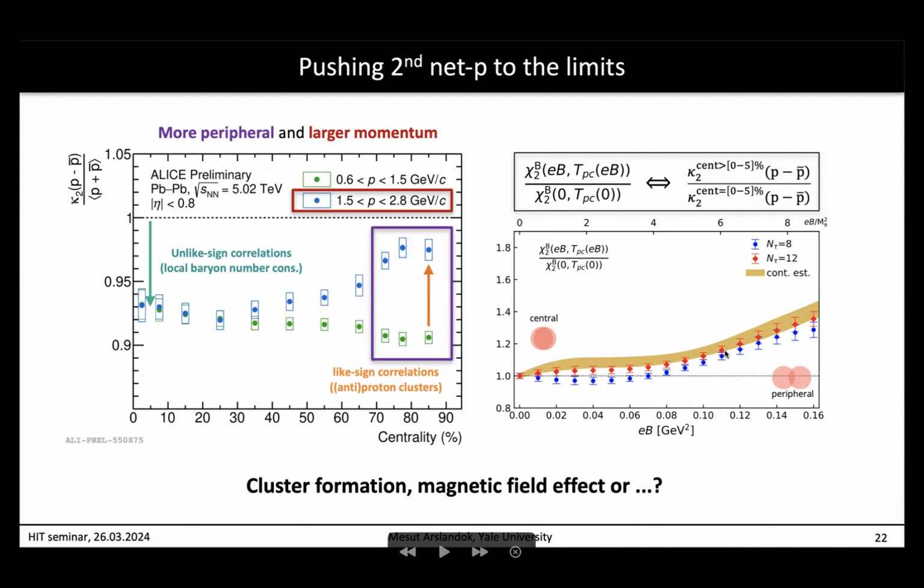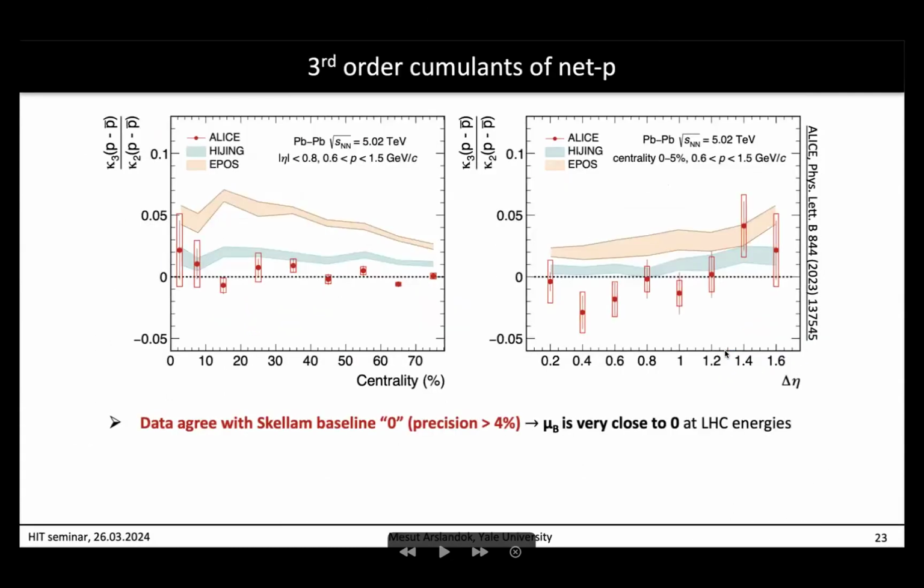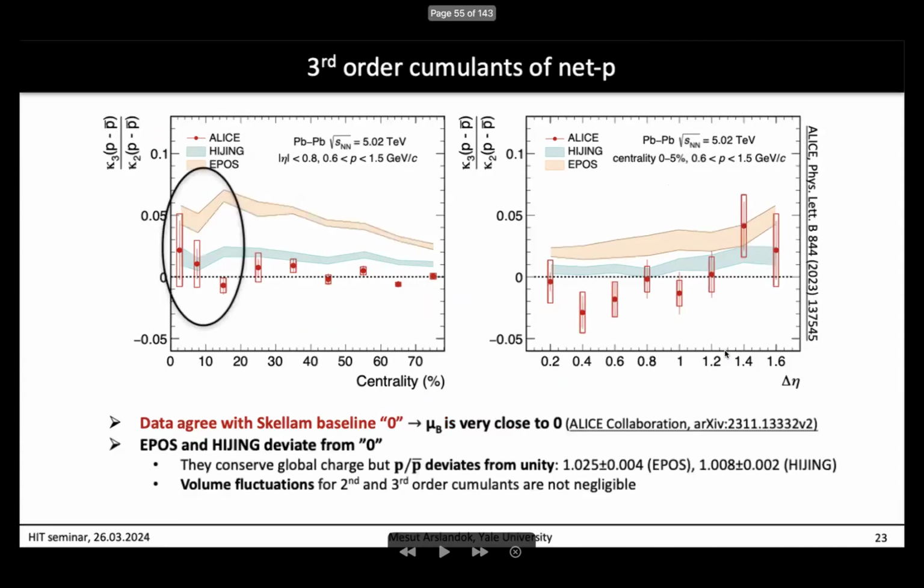In the end, this is just the QA plot, a physics QA, because we know that kappa 3 over kappa 2 should be 0 because of the symmetry of the system at midrapidity. Indeed, in the data we get very close to 0. In the models you see a slight wiggle here, and this is exactly what I have explained. If the net particle number is not 0, then you will start seeing this volume fluctuation effect.